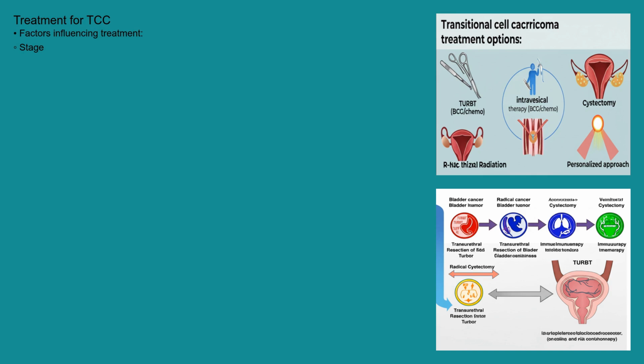Radical cystectomy, the surgical removal of the entire bladder, is a common option. Chemotherapy, often before or after surgery, is used to kill cancer cells throughout the body. Radiation therapy may also be used in certain cases. In some situations, a bladder-sparing approach combining TURBT, chemotherapy, and radiation therapy may be considered. Treatment options are tailored to each individual patient's needs and circumstances.